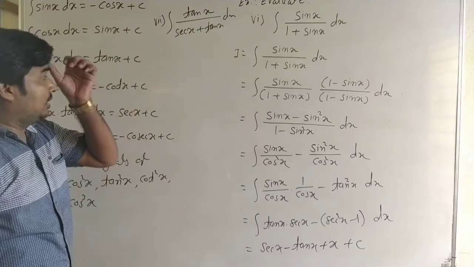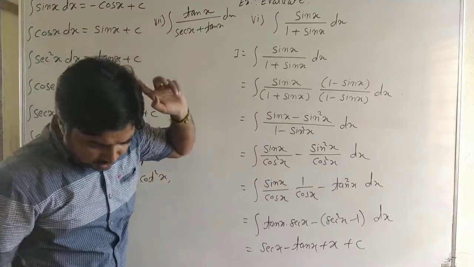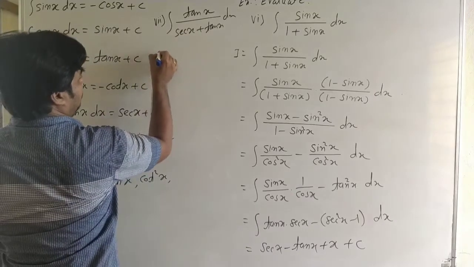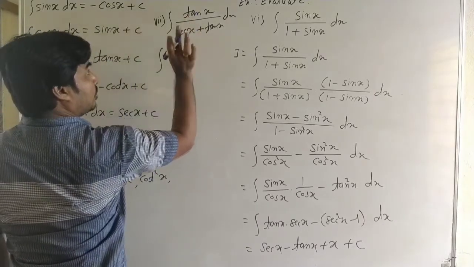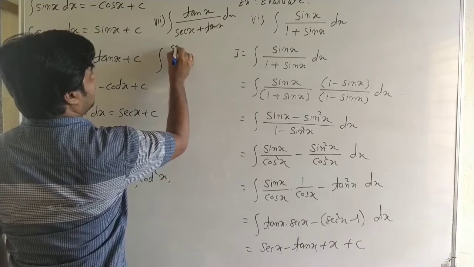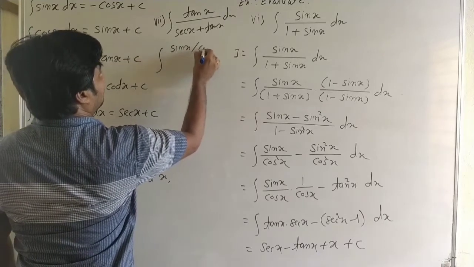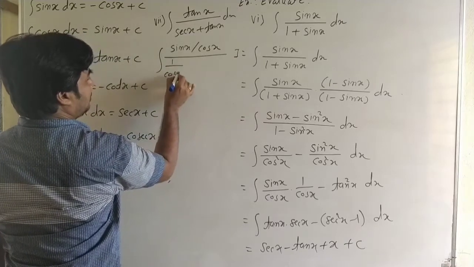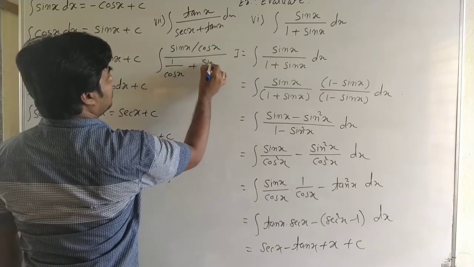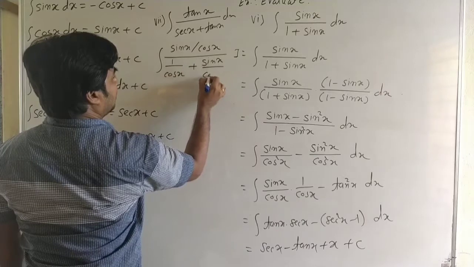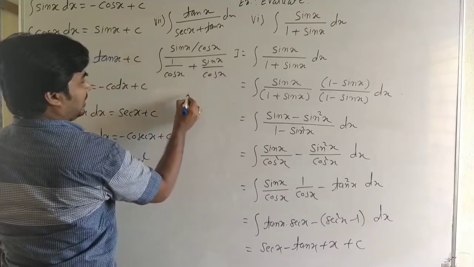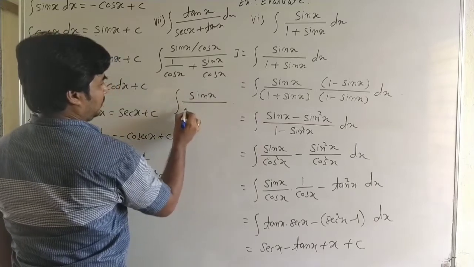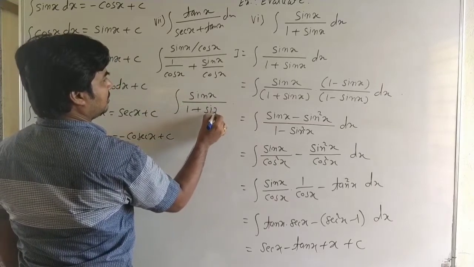Okay, integral of tan x upon sec x plus tan x. Now convert tan and sec in terms of sin and cos. It is sin x upon cos x, divided by 1 by cos x plus sin x by cos x, and then we get the integral of sin x upon 1 plus sin x.